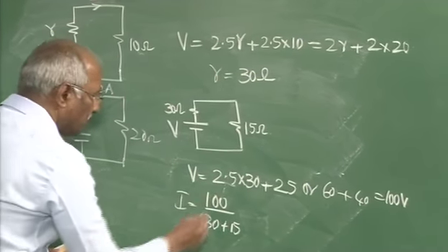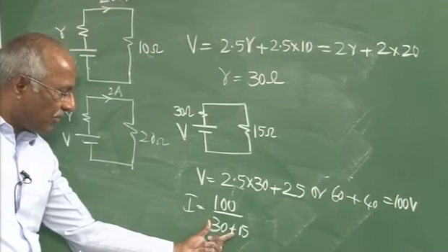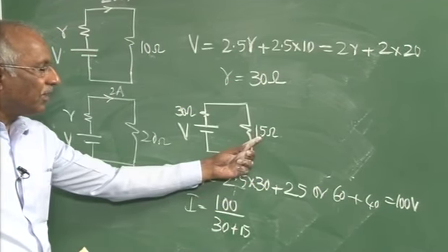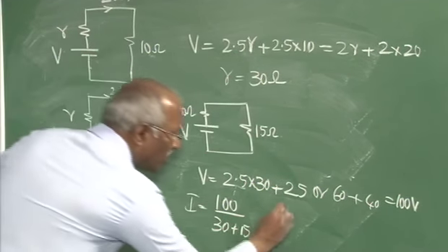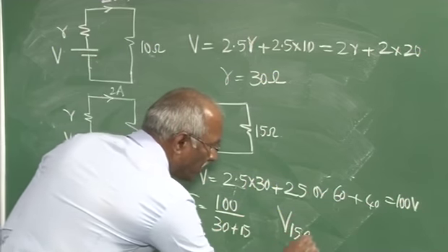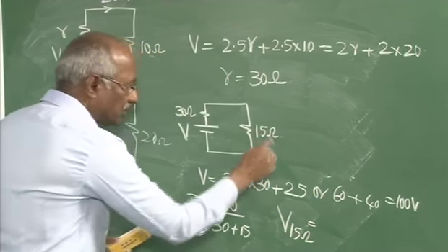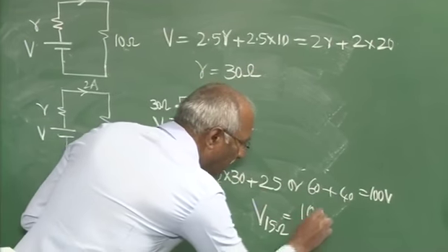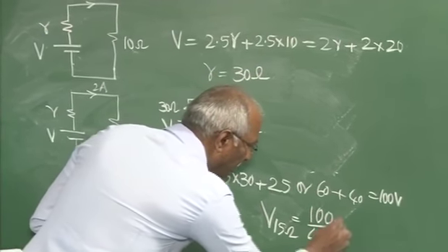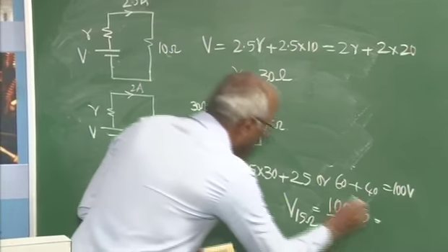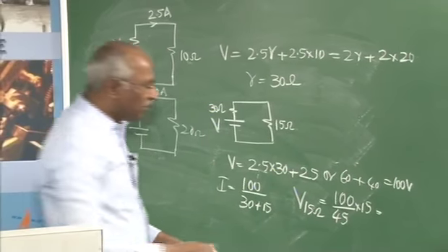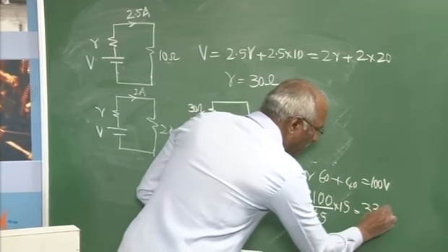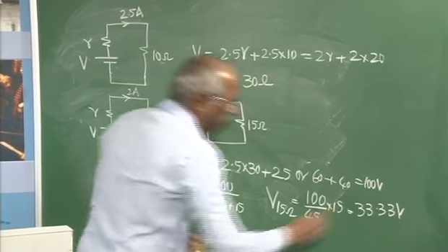What will be the voltage across this? I have not found out the value of this, but you can directly find it. Voltage across 15 ohm will be equal to the current into this resistance. Current is nothing but 100 divided by 45, into 15 will give you the voltage across that. That comes to 33.33 volts.